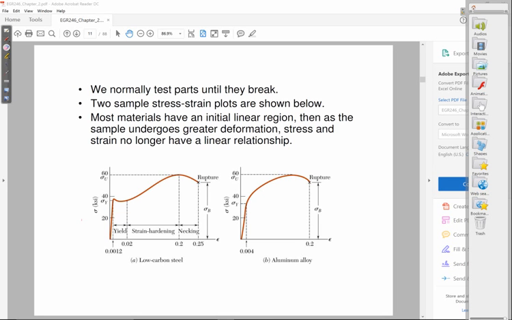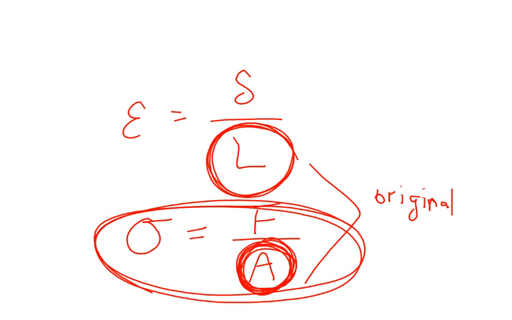So in the linear region, we really don't have to worry about the change in the area. It's only once you get into the yield and the strain hardening regions where the change in the area has an effect. So we don't care too much about that, right? We know that if we use the original area, we're losing some accuracy, but it's not too critical.